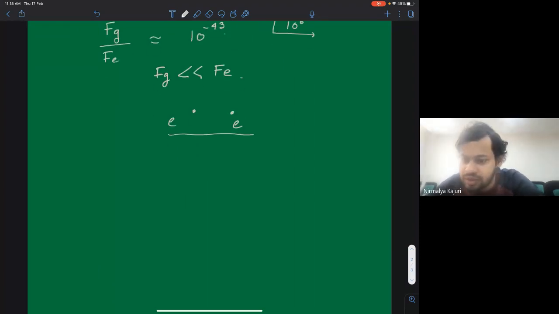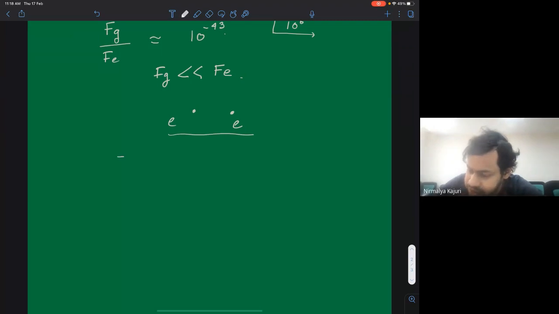Someone asked me yesterday about, so I just said that if things are neutral, there is no electrostatic interaction between them. That is true when they're at large distances. You should remember that when two things are close together, even if each of the things are neutral, there can definitely be some repulsion, some attraction between them.